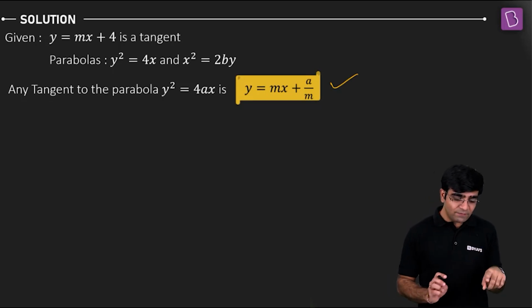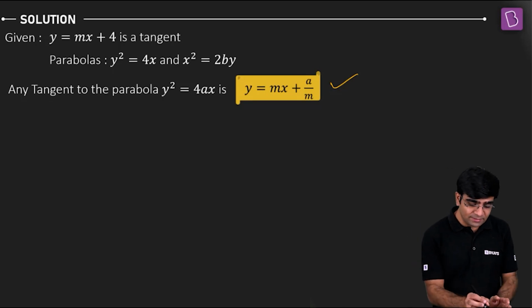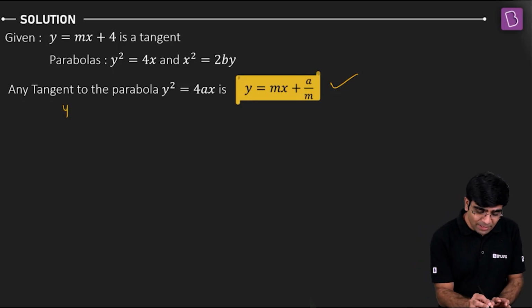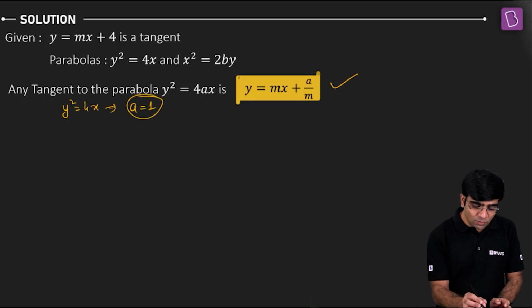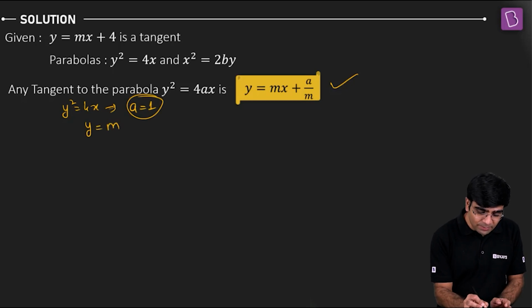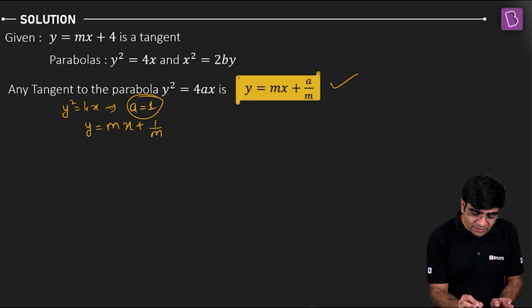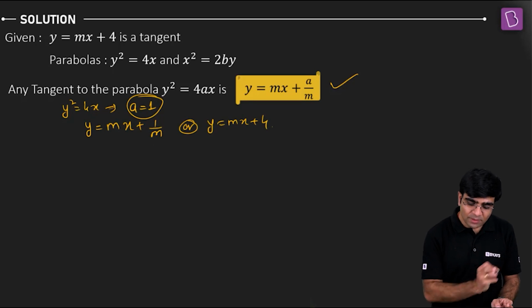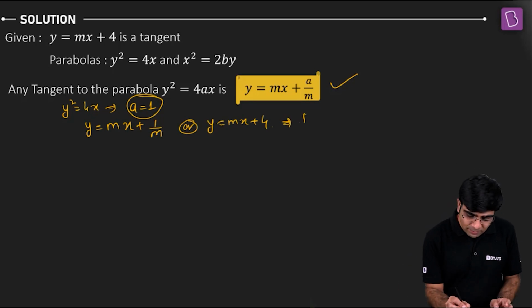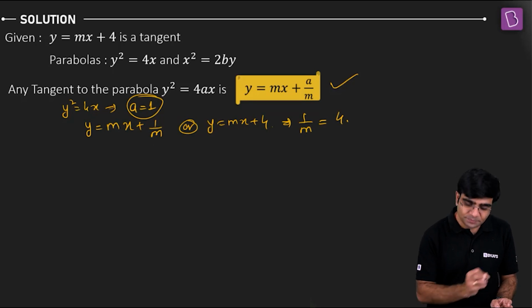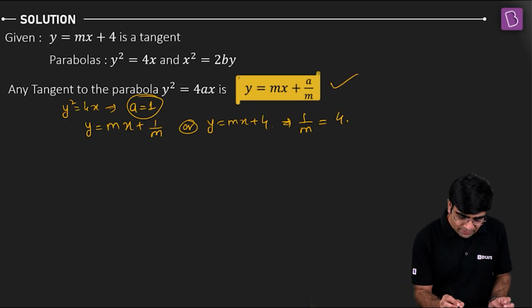Now, if I compare this given equation with this, in this question my parabola is y square equal to 4x, which implies that a is 1. If a is 1, the equation of tangent will become y equal to mx plus 1 by m. But the equation of tangent that they have given me is y equal to mx plus 4. It clearly means that 1 by m is equal to 4. So my m is equal to 1 by 4.